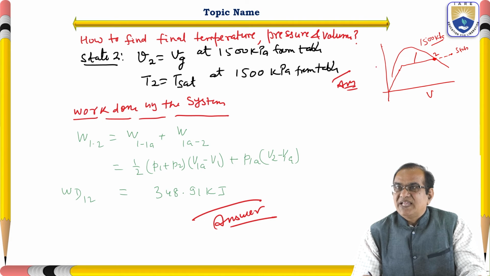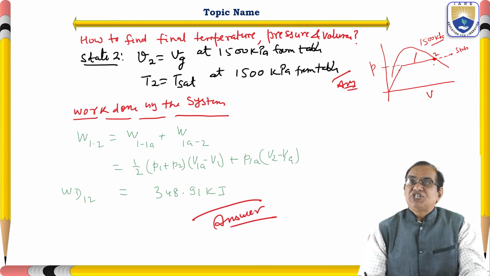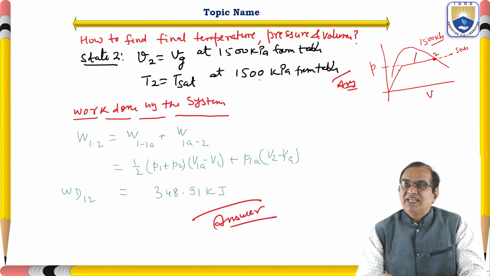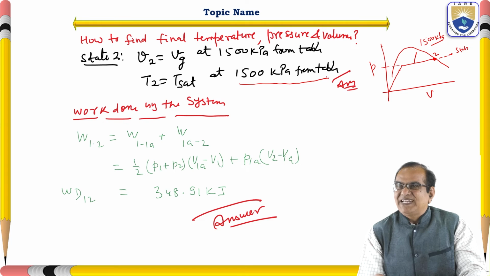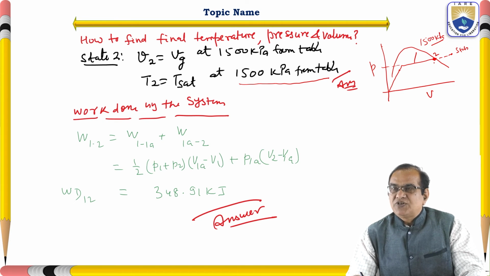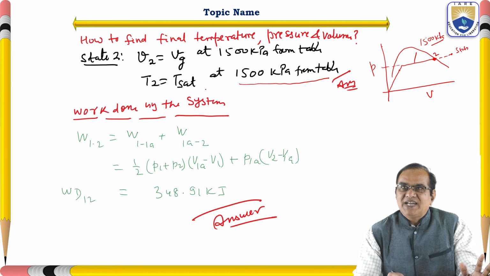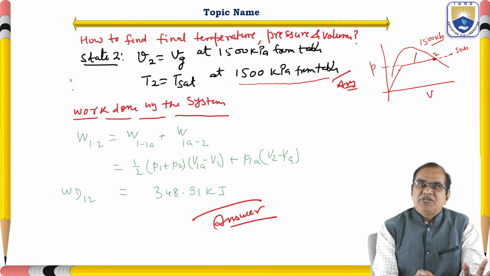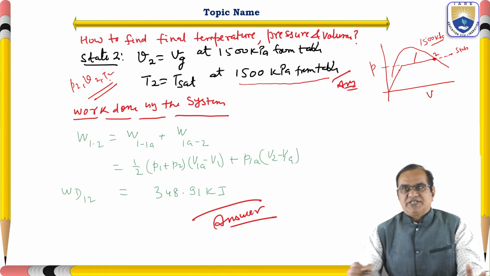This is the V and this is the P. It is a straight line, because the pressure is constant. So we can get the V2, and this V2 is equal to Vg at 1500 kilopascal. We can find it from the table. And this T2 is equal to T saturation. This also we can find from the table. So V2 and T2 we can find directly with the help of the table, so we got P2, V2 and T2.